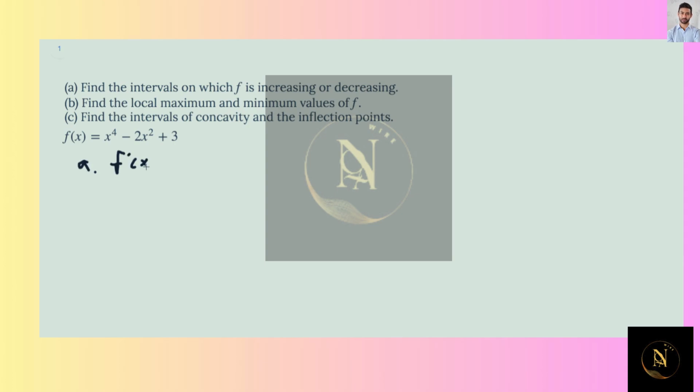So f prime of x is equal to 4x cubed minus 4x. And then that could be further simplified, and we set this equal to 0, but we're first going to simplify this further. So we can actually pull out a 4x, and then that will leave us with x squared minus 1. And we set this equal to 0. And we solve for different cases in 0.